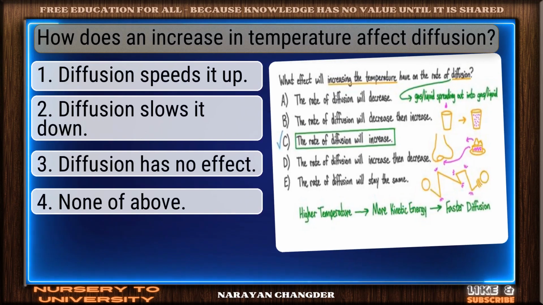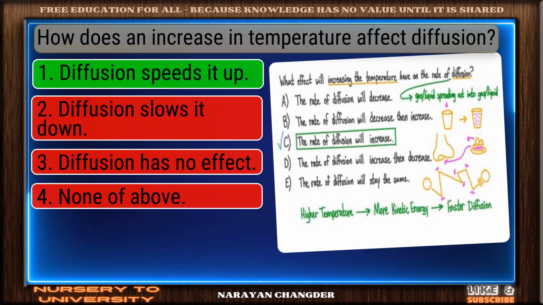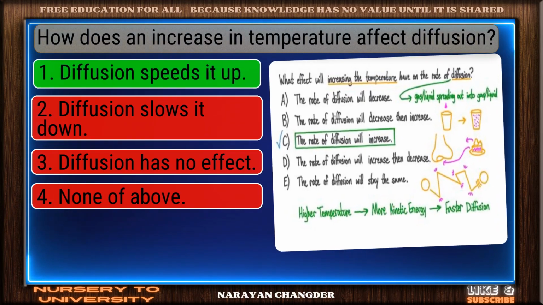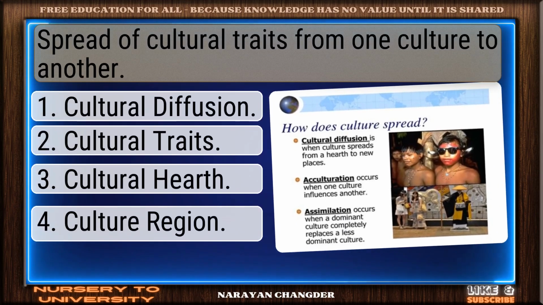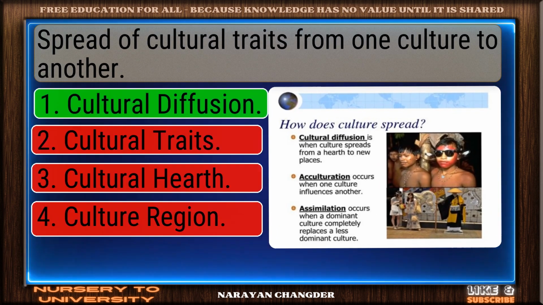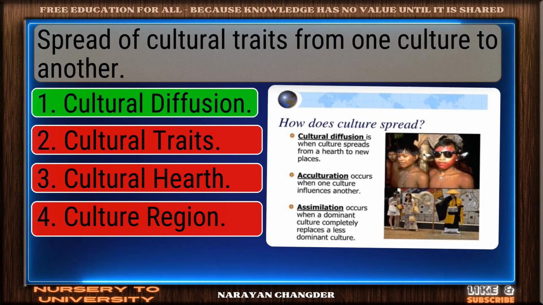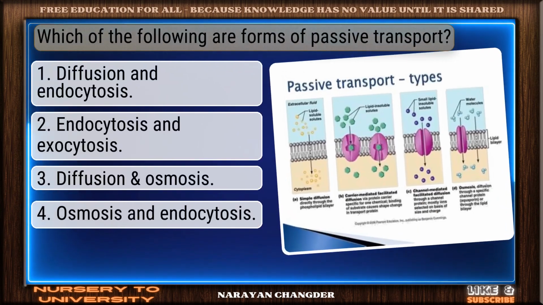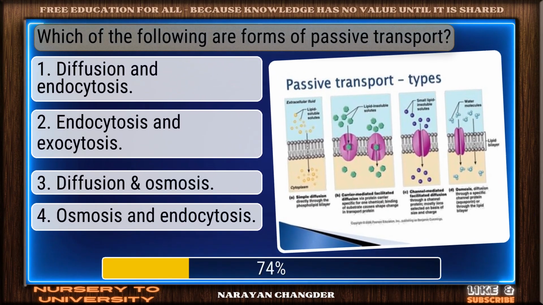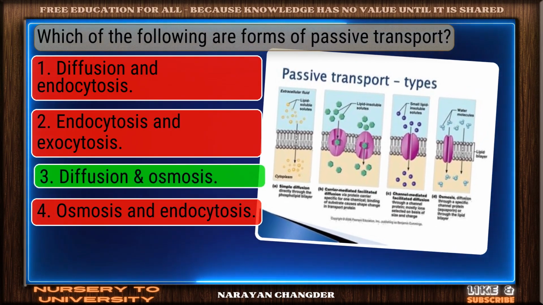How does an increase in temperature affect diffusion? You're right. Diffusion speeds it up is the correct answer. Spread of cultural traits from one culture to another. Well reasoned. Cultural diffusion is the correct choice. Which of the following are forms of passive transport? Smart move. Diffusion osmosis is an accurate answer.